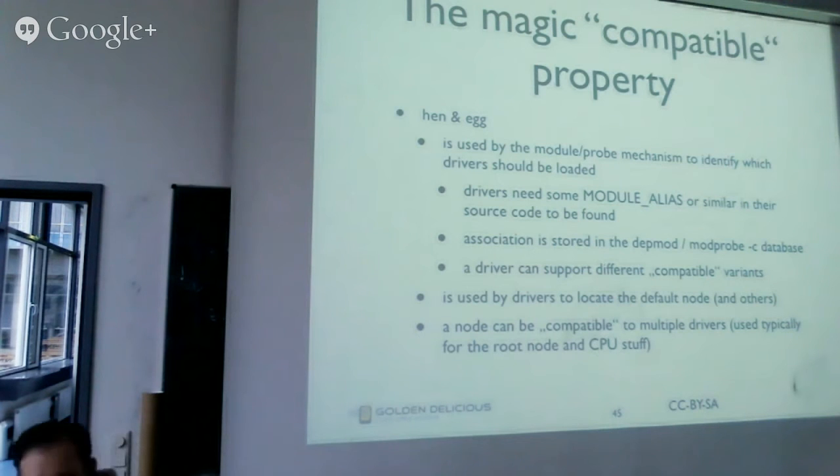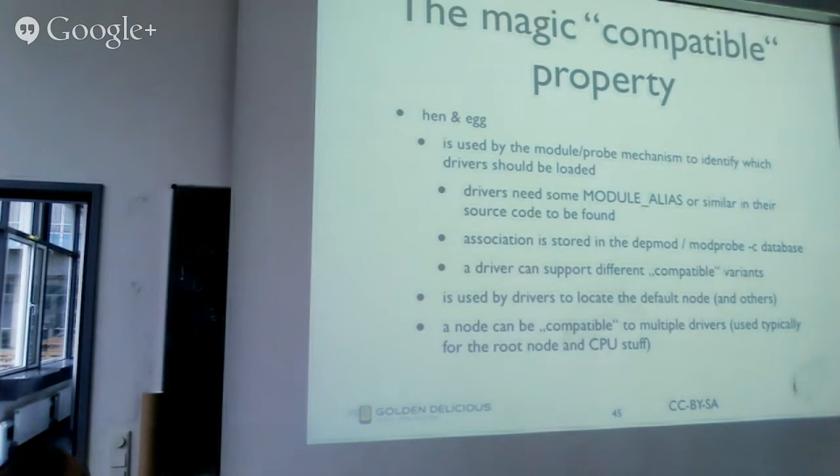Now, let me tell something about this magic compatible property. It's always mentioned, you have to make that compatible, but what does it really mean? There's some hen and egg problem. The device tree wants to define data for drivers. But do these drivers exist in the kernel? Are they loaded? And in the other way around, the drivers want to know specific data.